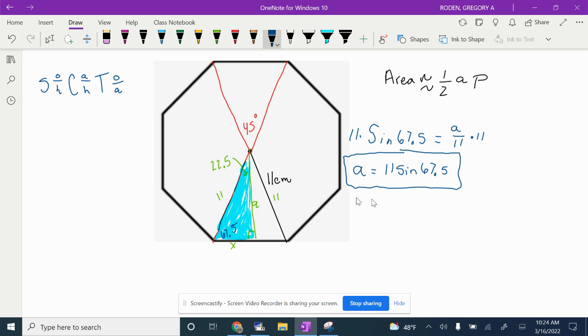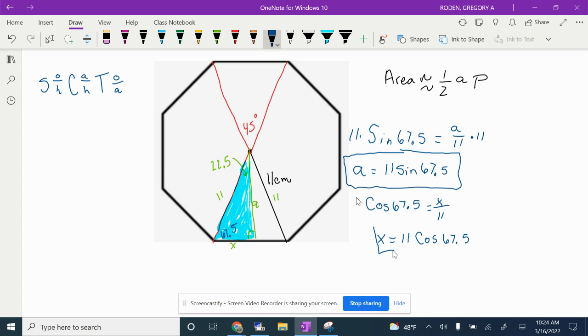All right, so help me out, Esme. Cosine of 67.5 equals what? Equals x over 11. Very good. Now, we want to solve for x, right? So what are we going to do? Yes. So we get x equals 11 times the cosine of 67.5. Does everyone understand that? Are there any questions?